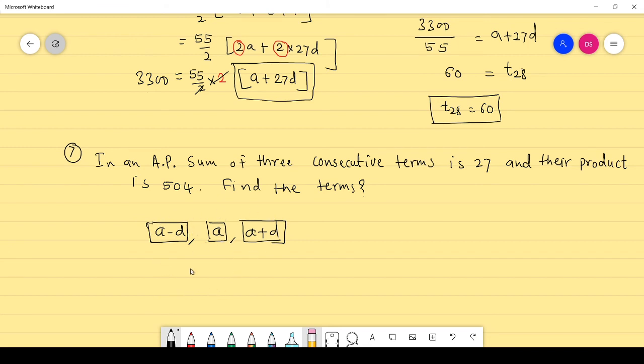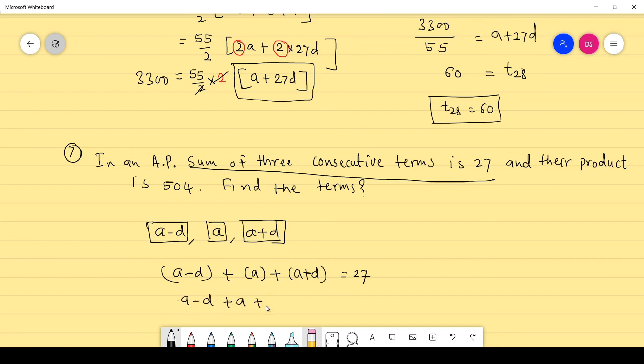Now they gave you that the sum of these three consecutive terms is 27. That means a minus d plus a plus a plus d, the addition of these three terms, is equal to 27. Addition is given. To simplify this, I'm writing a minus d as it is, just removing the bracket right now. a plus d will be equal to 27.